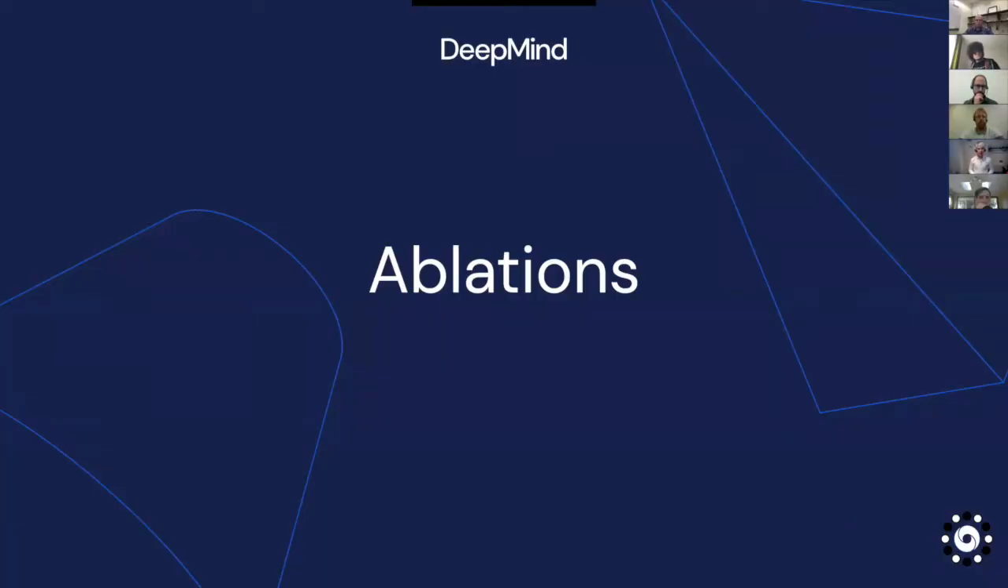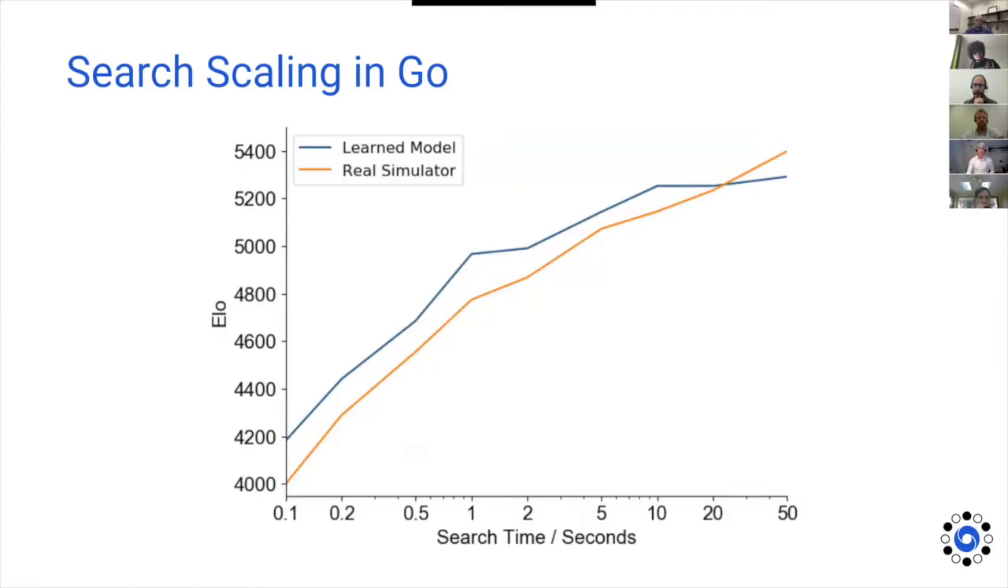Finally, we also performed a set of ablations to investigate how well the algorithm was working and to understand it a little bit better. The first thing we looked at was the scaling of the search as we gave it more or less time.